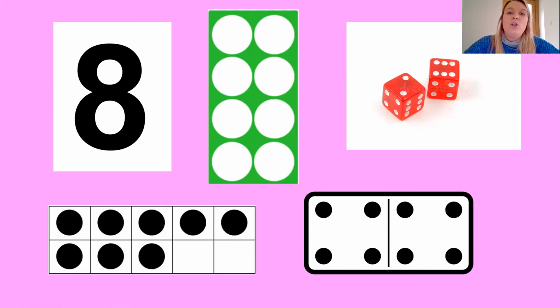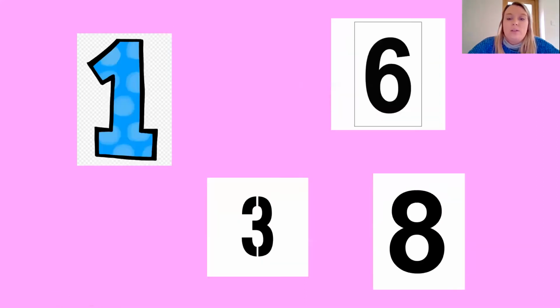Right, now I'm going to show you some different representations. I want you to see if you can find these representations for 8 in each group of representations. So let's have a look. Can you spot 8? Point to where 8 is. Well done if you said this one over here. Next one. So those are the numerals.